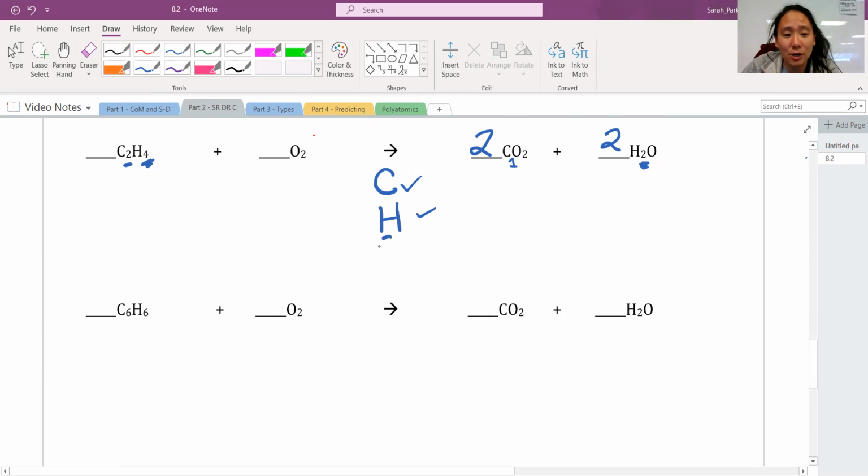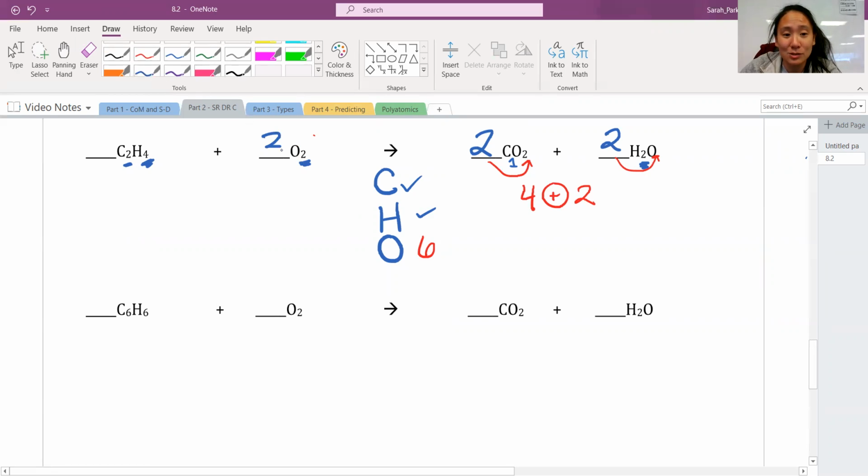Yay! Now let's focus on our O's. You have 2 on the left, and now you have to add these. I would do some scratch work here. 2 times 2 is 4, right? Plus 2 times 1 is 2. 4 plus 2 is 6. This 2 needs to become a 6. So what number goes right here? 3, because 3 times 2 is 6. You could put a 1 here or not.